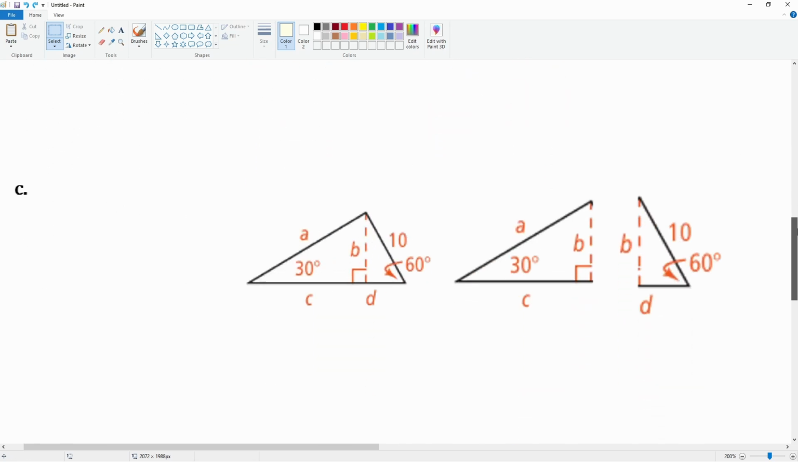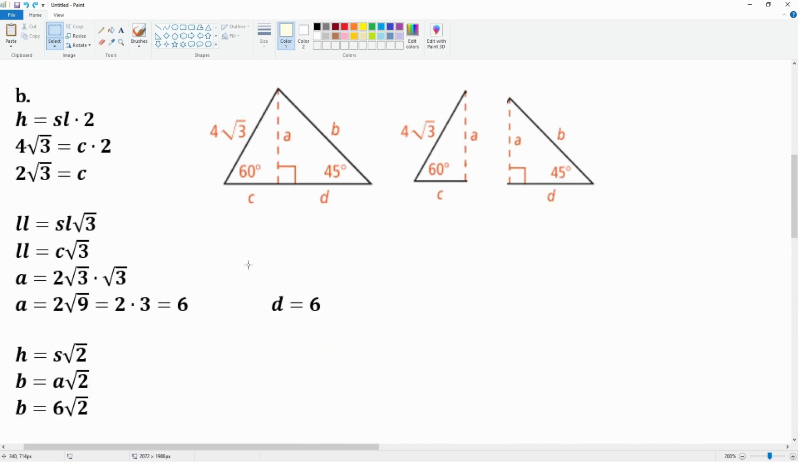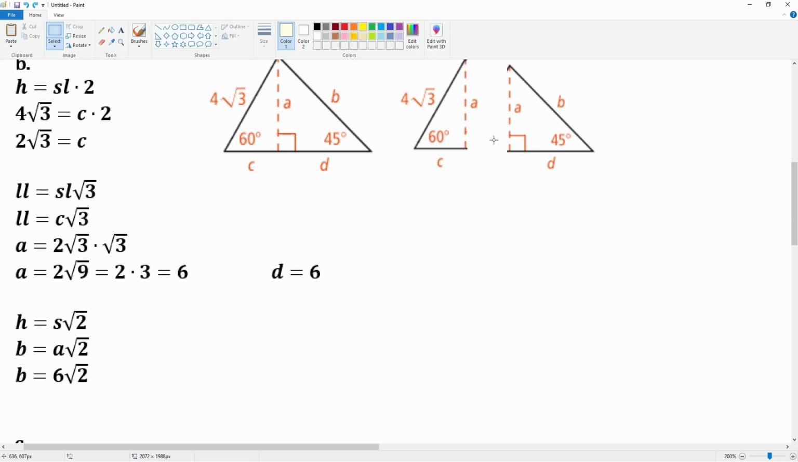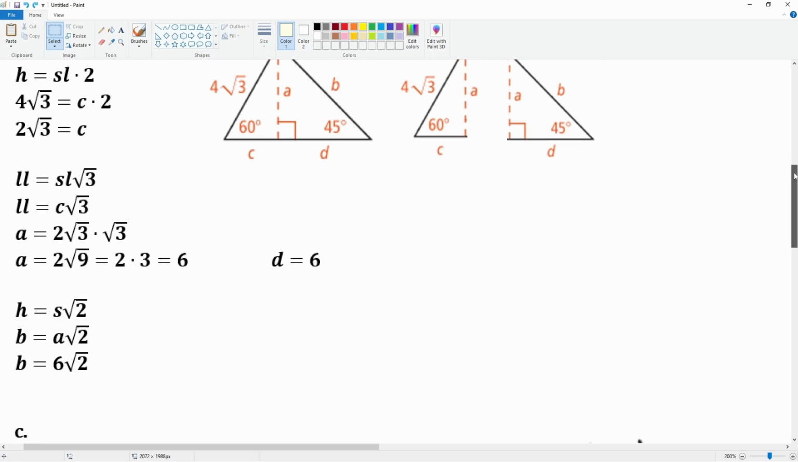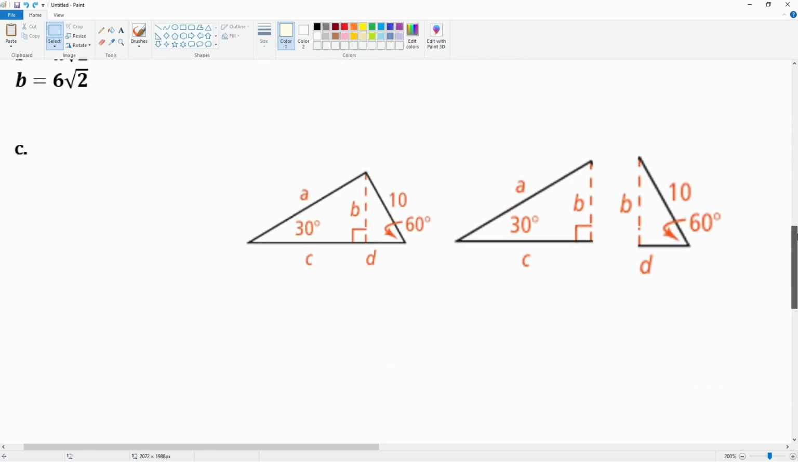And the last one, which is C, again, I split it up. Oh, sorry. I have to get B here. So once I have my 2 legs, the equation for the 45, 45, 90 is hypotenuse is equal to side times radical 2. Plug it in. 6 radical 2. Okay. Last one, break it up into 2 pieces.